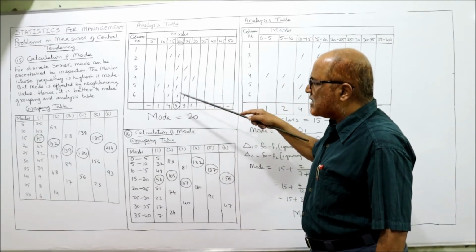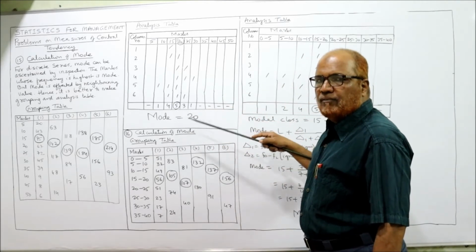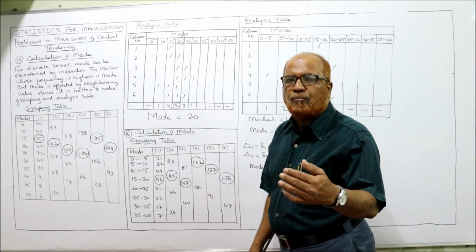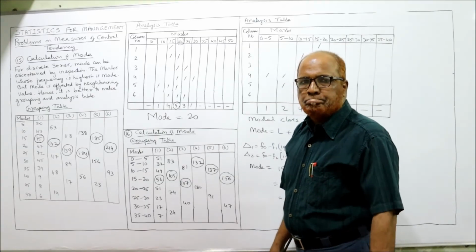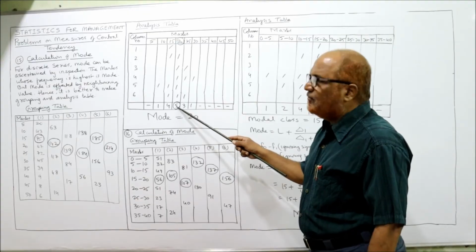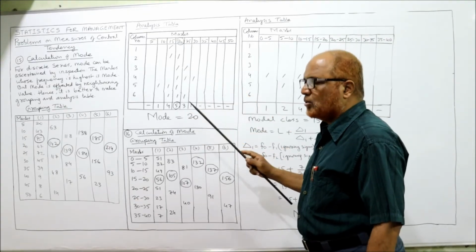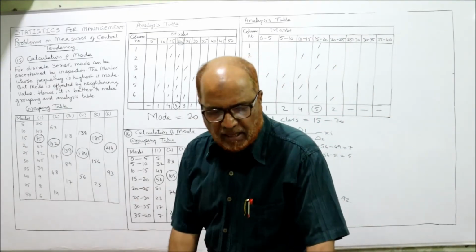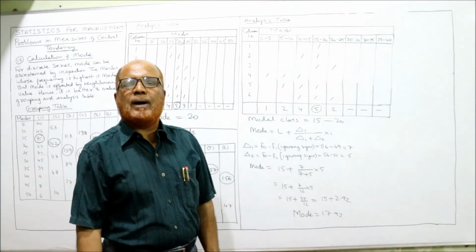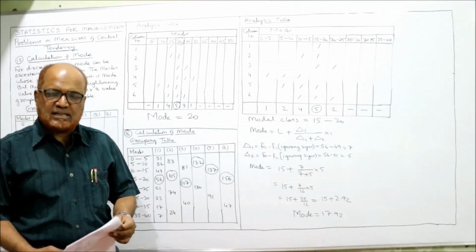Now count how many bars are there in every column. Whichever column has the most bars, that is the mode. The number of bars is 5, in which value? 20. So mode is equal to 20. That's all. This is the calculation of mode by making the grouping and analysis tables.